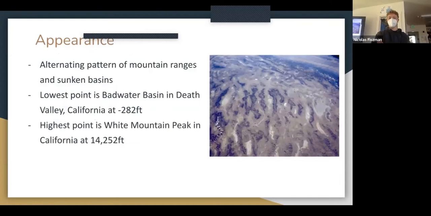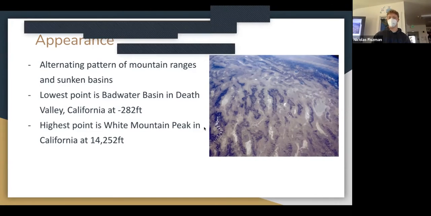So in appearance, you can see on the right there's a satellite image, I believe, of the Basin and Range in Nevada, where it's particularly distinct. It's alternating patterns of mountain ranges and sunken basins. You can see the darker lines in that image are the ranges, and the parts in between are the lower basins.